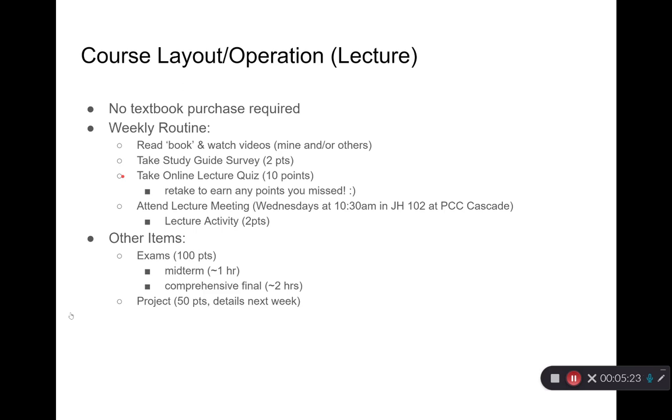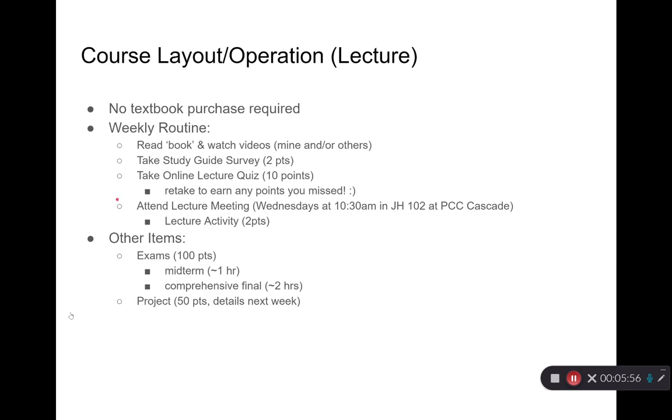Those are set up so that you can retake them as many times as you want. There's no reason that you can't earn all the points on those, other than maybe time constraints. But really, these are formative assignments to get you working on and engaging with the material, and helping yourself figure out what you need to pay a little more attention to versus what are the things that you already know pretty well.